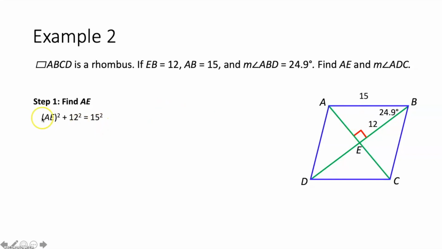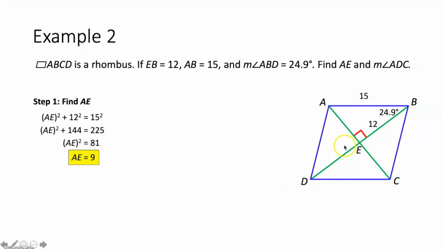Now let's solve for the measure of segment AE. If I square the 12, I get 144. If I square the 15, I get 225. I subtract 144 on both sides, square root both sides, and I get the measure of segment AE is equal to 9. Next, I also need to find the measure of angle ADC. So angle ADC would be this whole angle down here.